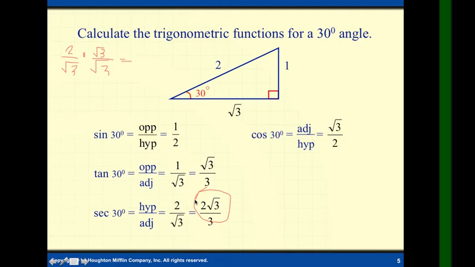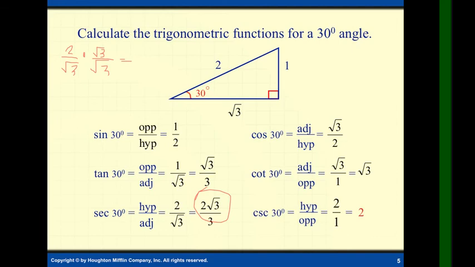Next, cosine 30, adjacent. What is cosine? Adjacent over hypotenuse. The adjacent is square root of 3. The hypotenuse is 2. Dito, hindi mo kailangang gumawa ng conjugation kasi nasa taas naman si square root of 3. For the cotangent 30, adjacent over opposite. So we have square root of 3 over 1 or square root of 3. And finally, for the cosecant 30, hypotenuse over opposite. So we have 2 over 1, which is equal to 2. So these are the trigonometric functions for a 30-degree angle.